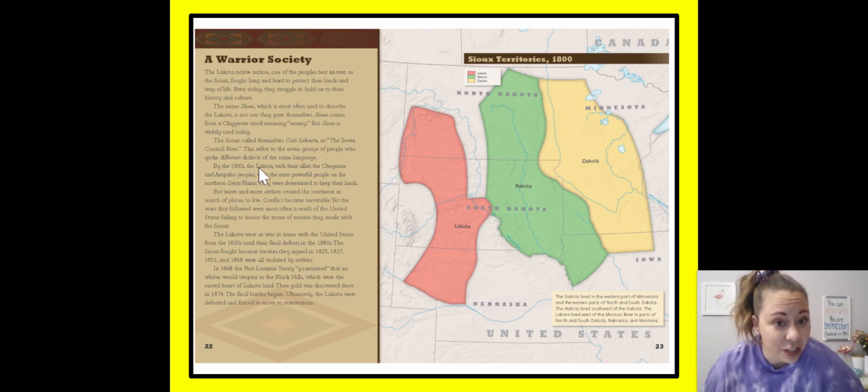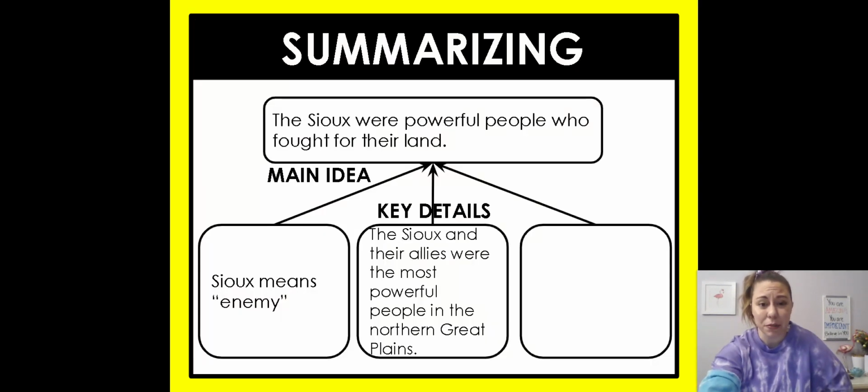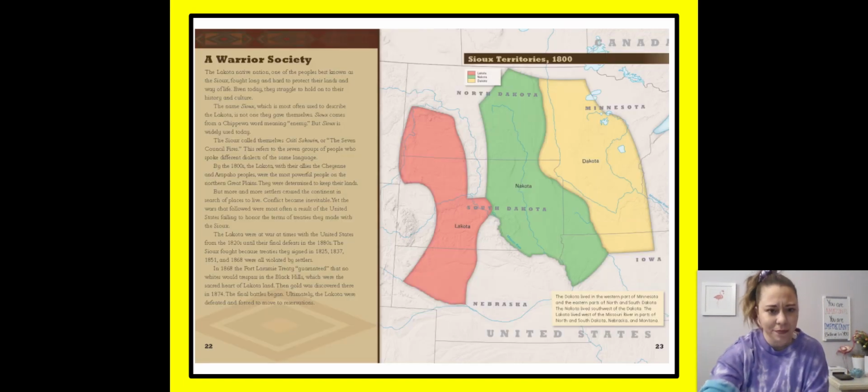By the 1800s, the Lakota, with their allies, the Cheyenne and Arapaho people, were the most powerful people in the northern Great Plains, and they were determined to keep their lands. So I could add that to my chart as well, that they were the most powerful. So I put in my chart that the Sioux and their allies were the most powerful people in the northern Great Plains, because again, that's supporting me saying that they were powerful people, right? And then let's look for one more.